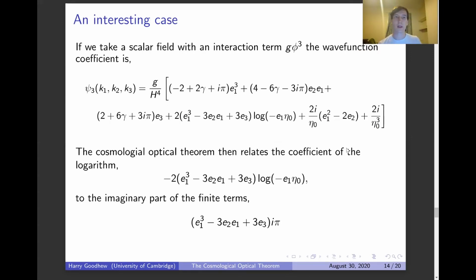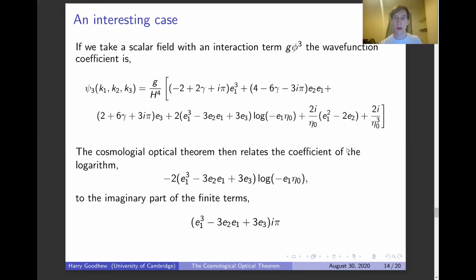A further interesting case is when we take IR divergent terms. So for example, the interaction g phi cubed will give a wave function coefficient that looks like this. Note both the log term and then also some polynomial divergences. Most of the terms here will just vanish in our expression of the wave function universe coefficient, in the expression of the cosmological optical theorem.